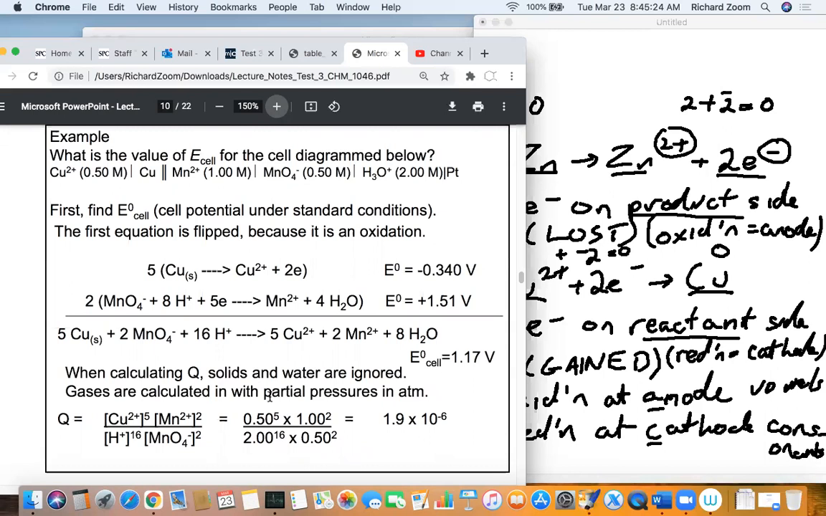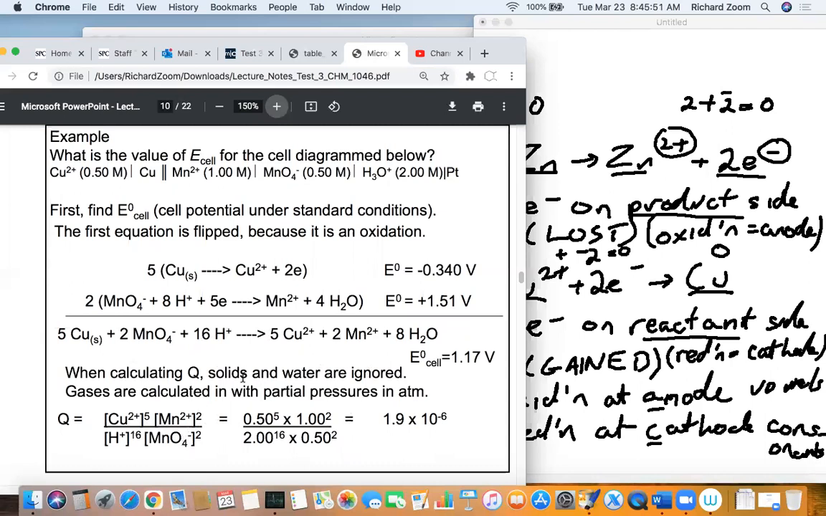Now to calculate Q, what we do is we do the same thing as we did back in test 1, where we put products over the reactants, and we put the products to the power of the coefficients. So we'll have Cu2 plus to the 5th, Mn2 plus to the square, right? Because we've got the 5 and the 2 here. That's on the product side. We've got H plus to the power of 16 and MnO4 minus to the power of 2.